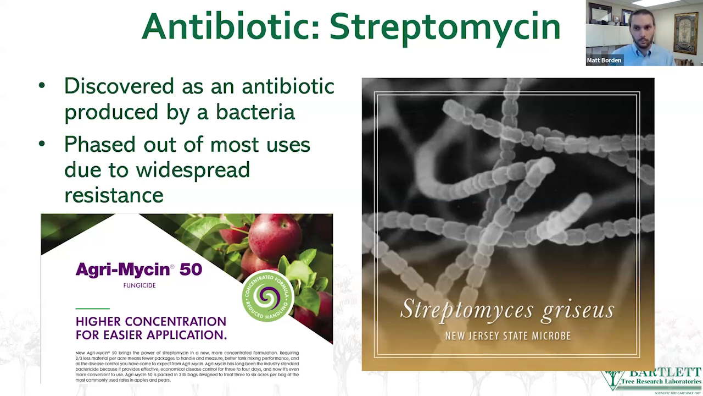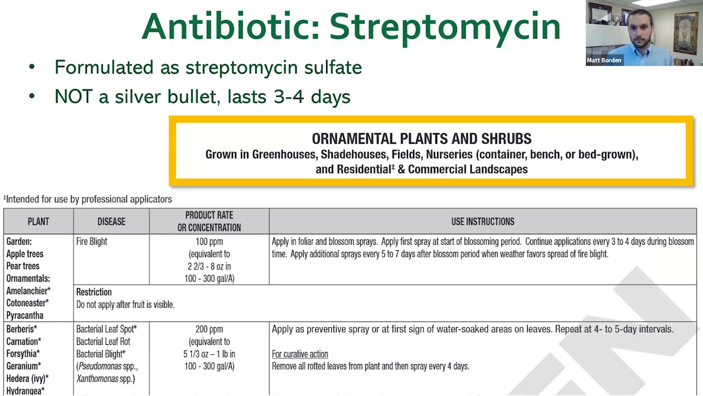Nevertheless, I will mention one that is available. So Agromycin 50 is a streptomycin sulfate available for ornamental plants and shrubs. To my knowledge, this is the only such streptomycin product labeled for our industry currently. Don't quote me on that, but it's the only one I know of. It's not a silver bullet, right? These antibiotics are exceptionally good tools when used properly, but resistance is a real risk. And then also, it doesn't last very long. 3 to 4 days is what the company says.